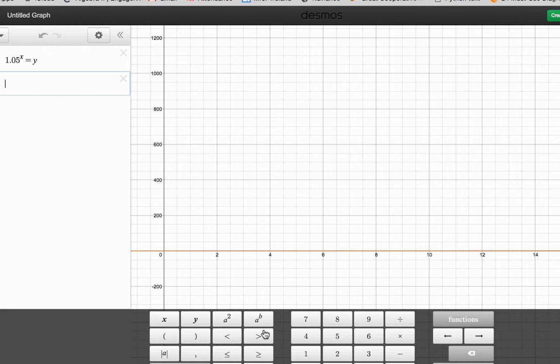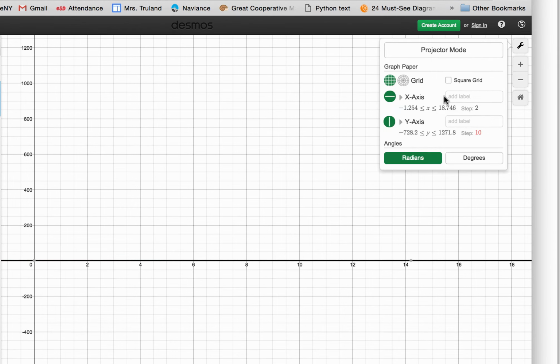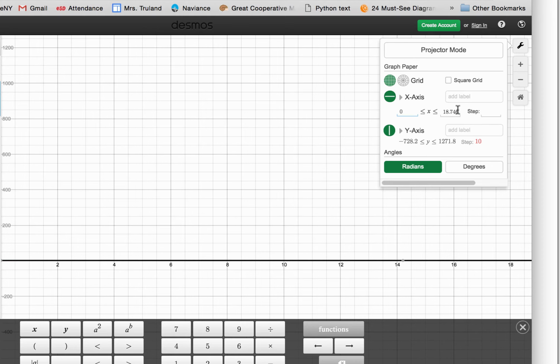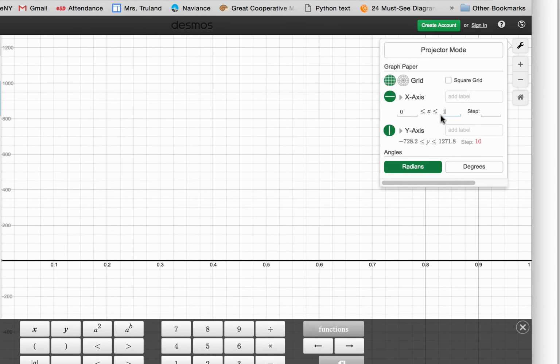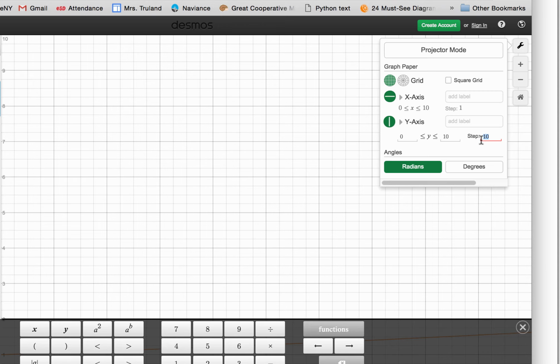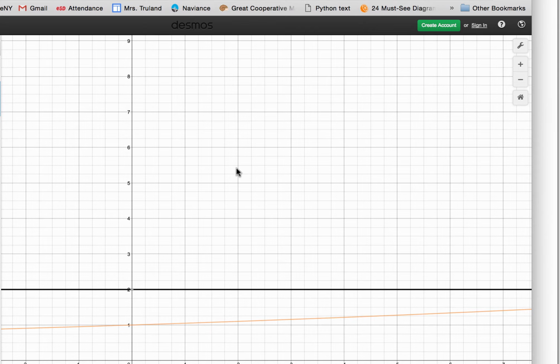And then I'm going to type y equals 2, because that's what I want it to do. I've got to adjust my window. I had my window really zoomed out, so I'm going to come in here and make it from 0 to 10, up by 1. And my y-axis is going to go from 0 to, well, we can go to 10 also. I'm going to step by 1. Come back over here. And there we have it.